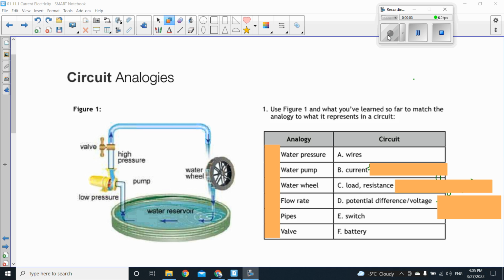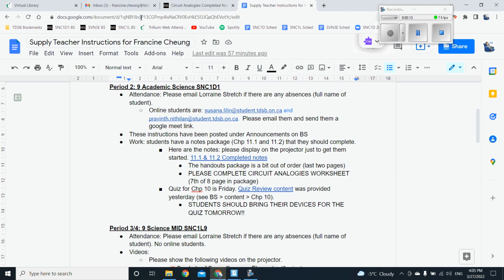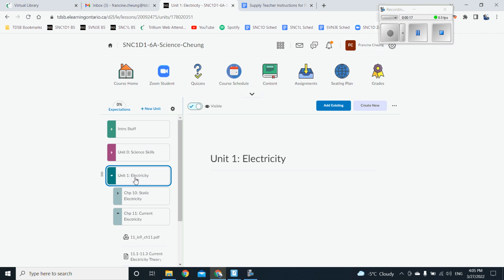Hi everyone. I'm just going to go over the answers to the circuit analogies worksheet that you have. And just so you know, the notes are also posted online. So over here, let me just show you.